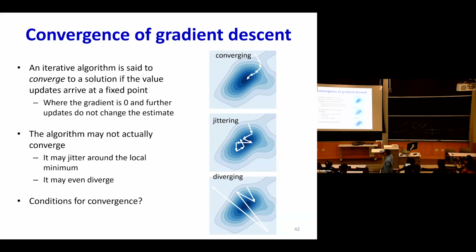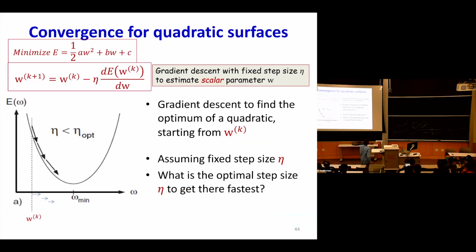In the second figure, it's sort of going towards the minimum, then it just begins to bounce around. That solution is jittering. It's never actually going to stop at the minimum. And in the third case, instead of getting closer and closer to the minimum, it gets farther and farther away. That's a diverging solution, right? We want a solution of the kind that's shown on top. We want converging solutions. So what are the conditions for convergence? For this, I'm going to start off by looking at quadratic functions.